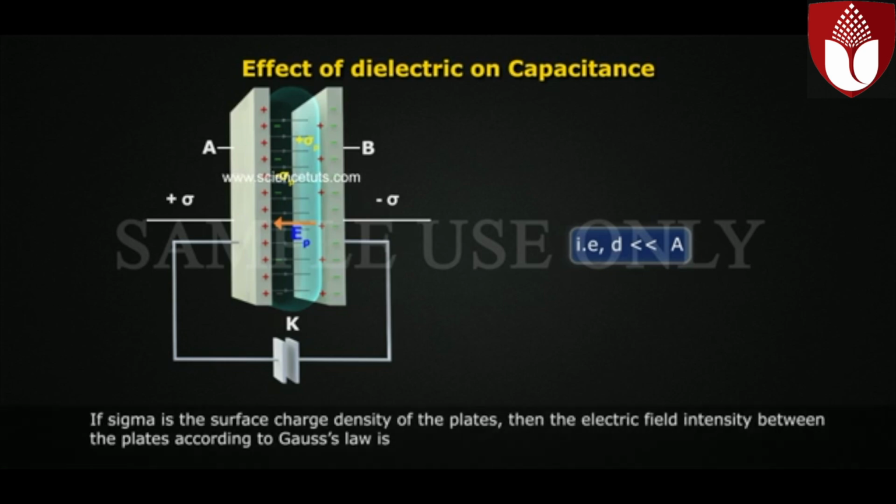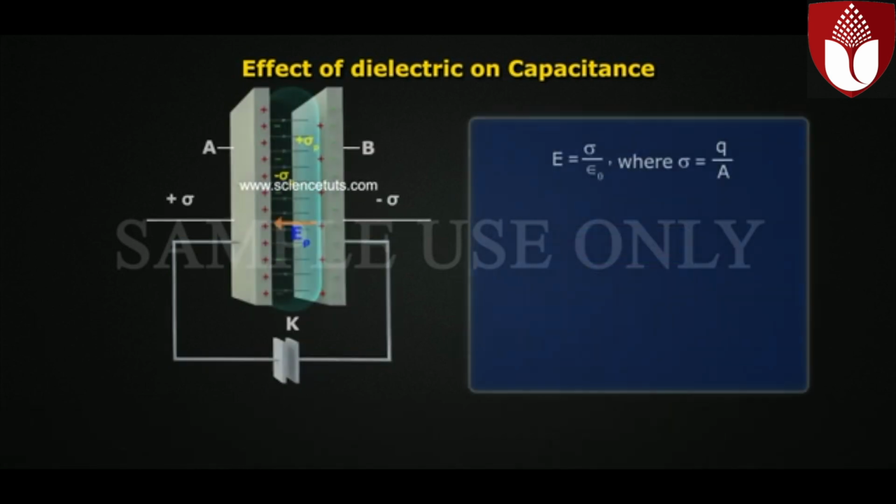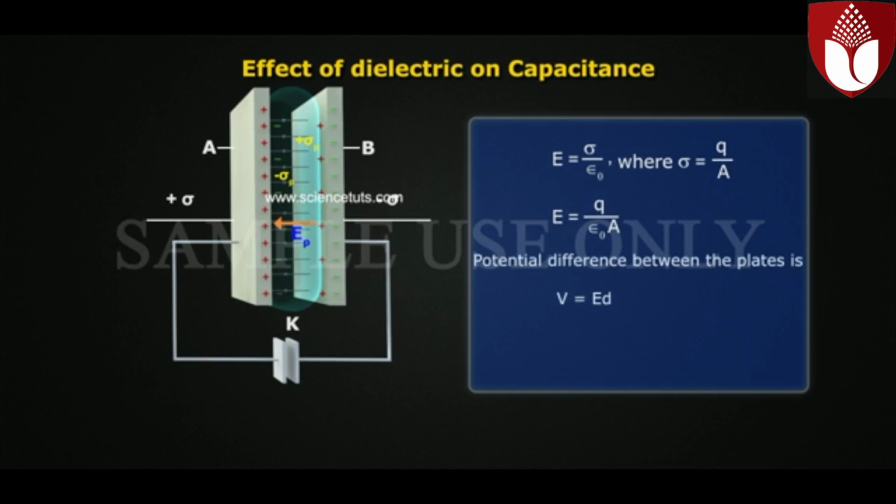If sigma is the surface charge density of the plates, then the electric field intensity between the plates, according to Gauss's law, is E equals sigma by epsilon naught, where sigma equals Q by A. E equals Q by epsilon naught A. The potential difference between the plates is V equals E d, so V equals Q d by epsilon naught A.